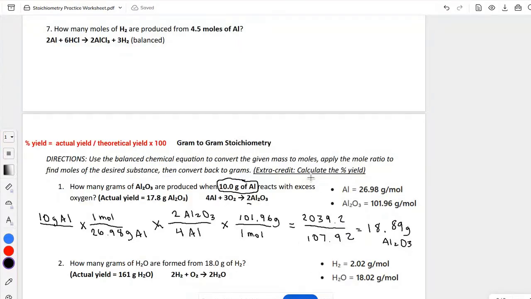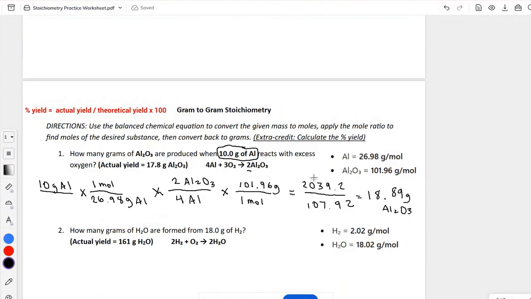And I almost forgot. So now, okay, we did all our math. So from 10 grams of aluminum, we can make 18.89 grams of aluminum oxide, Al2O3. Remember, for extra credit, what's the percent yield? Well, this is actually the easy part. The actual yield, which is right here, 17.8. So that's what we measured in the lab. I just made up that number, but that'd be pretty close.